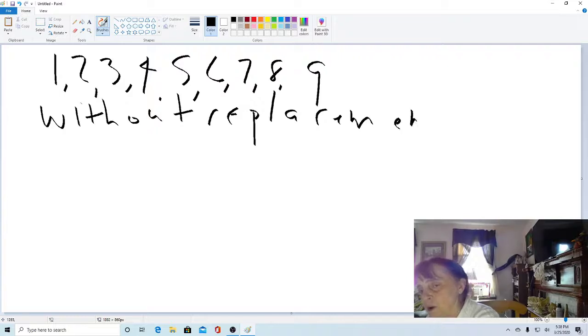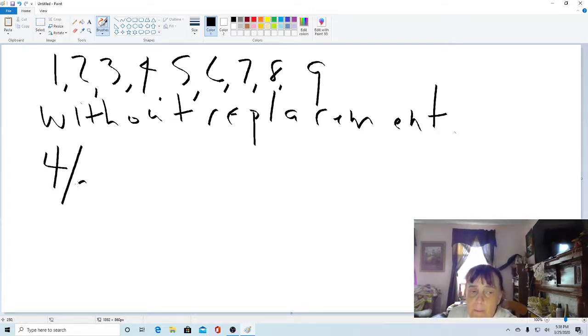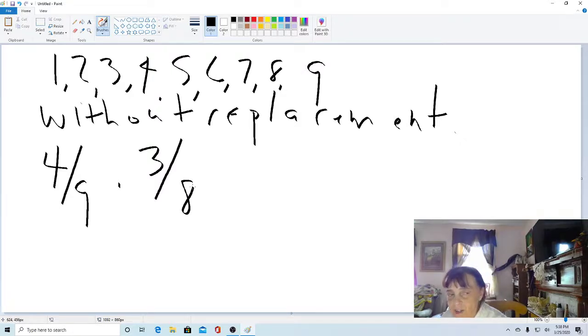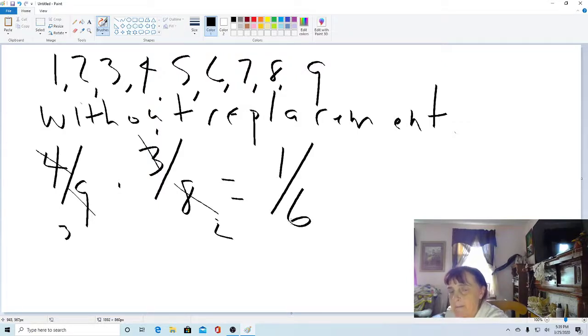Meaning once it's drawn out, it's gone. So it'd be 4 ninths. And once the first one's gone, you have 3 over 8 left. So 4 ninths times 3 eighths. 4 into 4 is 1, 8 into 4 is 2, 3 into 3 is 1, 9 into 3 is 3. So that comes out to be 1/6.